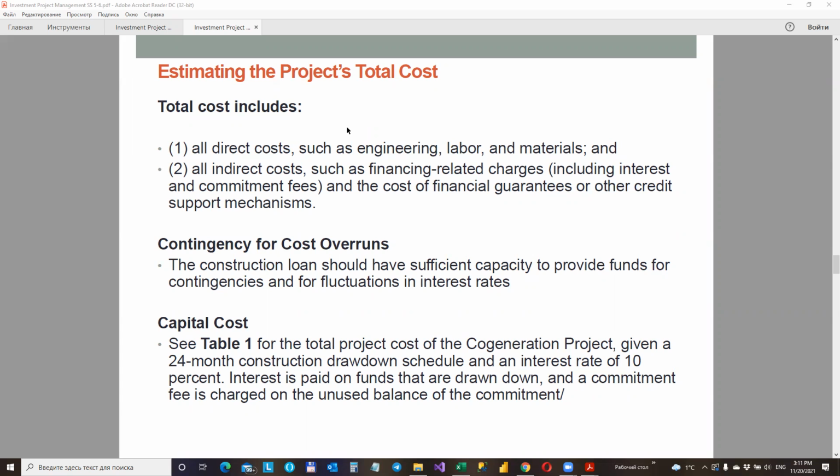How to estimate the project total costs? First, the project total cost must be determined. The total cost includes, first, all direct costs such as engineering, labor, and material, and secondly, all indirect costs such as financing related charges, including interest, commitment fees, upfront fees, etc., and the cost of financial guarantees or other credit support mechanisms.